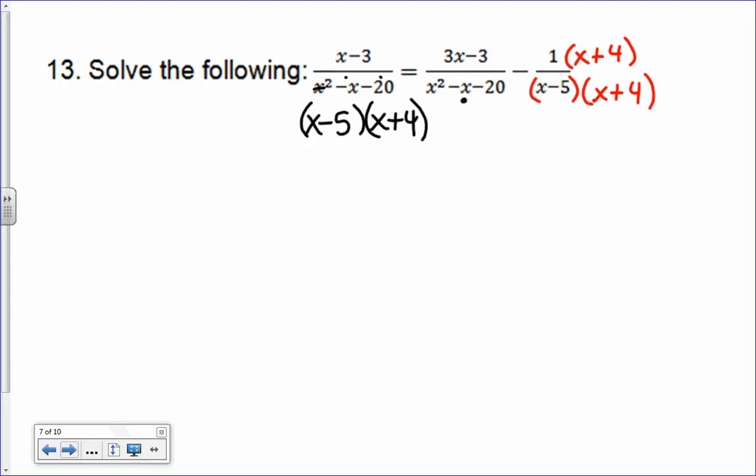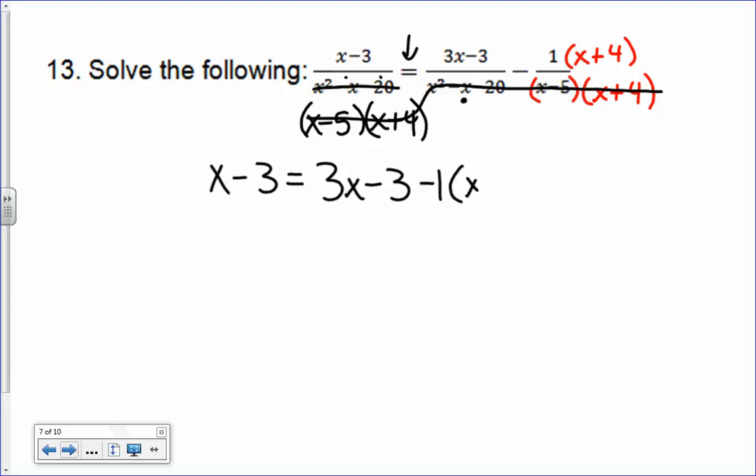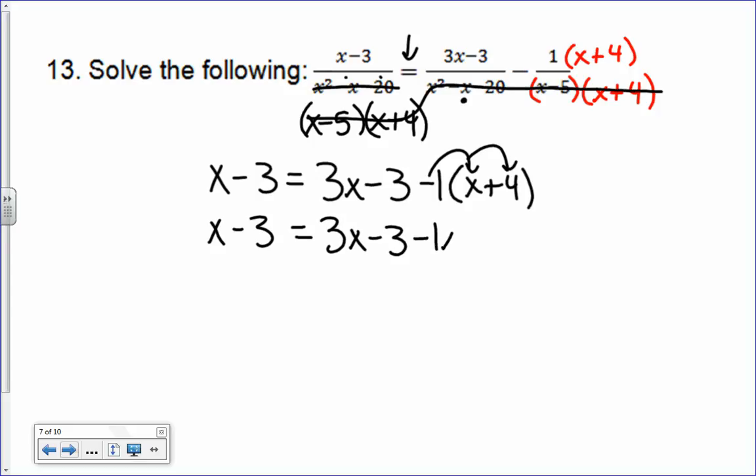So now, all my denominators are the same. I can solve the top. I have x minus 3. I then have an equal sign. I have 3x minus 3 minus 1 times x plus 4. Now right here it's important that you write that minus 1, because you're going to have to distribute it to both of them. Okay, so let's work through this. I can't do anything with the x minus 3 yet. But over here I can distribute my negative 1. So I would have 3x minus 3 minus 1x minus 4.